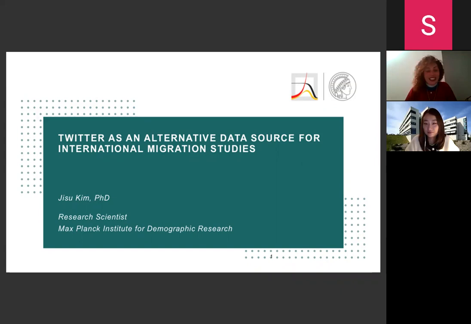Today, we have Jisoo Kim, a postdoc researcher at Max Planck Institute. Jisoo has a PhD in data science. She got her PhD in a joint program with several institutes like IMT and Normale and the University of Pisa and others. And she's talking about Twitter data as an alternative data source for international migration studies.